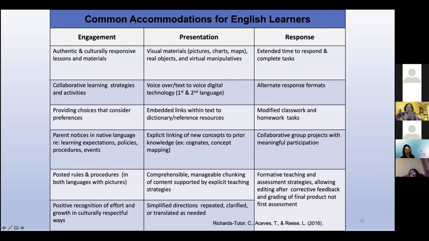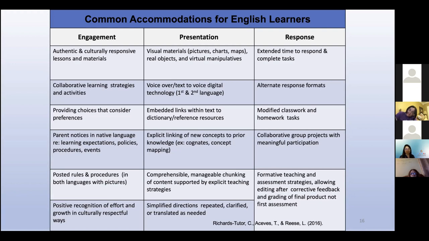Before we go into the reading aspects, as we look into the classrooms and whether these kids are being provided those ESOL or ELL accommodations, when you consult or observe, you have to ensure that this is happening. If we're not providing accommodations, forget about instruction, we have to accommodate the curriculum, otherwise the children will not have access to instruction, okay? So we divide into engagement, presentation, and response. I have listed a few things here. Under engagement: do they have authentic and culturally responsive lessons? Are they provided choices that consider preferences? Are the rules posted? And so forth.